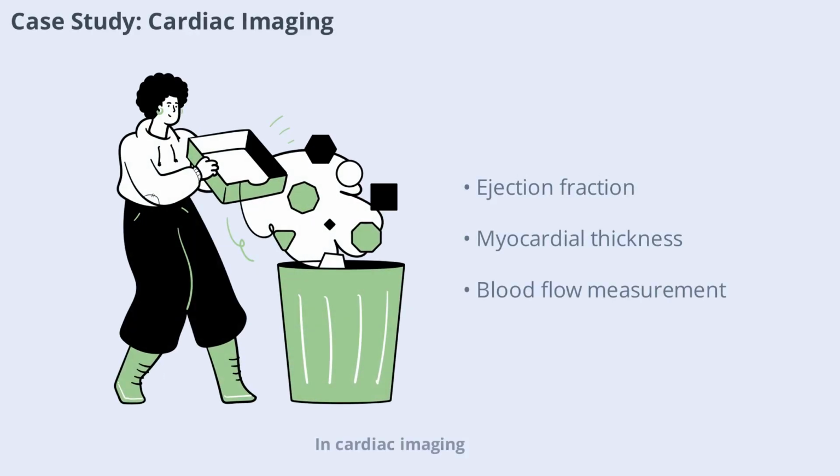In cardiac imaging, quantitative methods are used to measure parameters like ejection fraction, myocardial thickness, and blood flow. These measurements are essential for diagnosing heart disease, monitoring progression, and evaluating treatment response. Quantitative research ensures that cardiac imaging techniques are accurate and clinically useful.